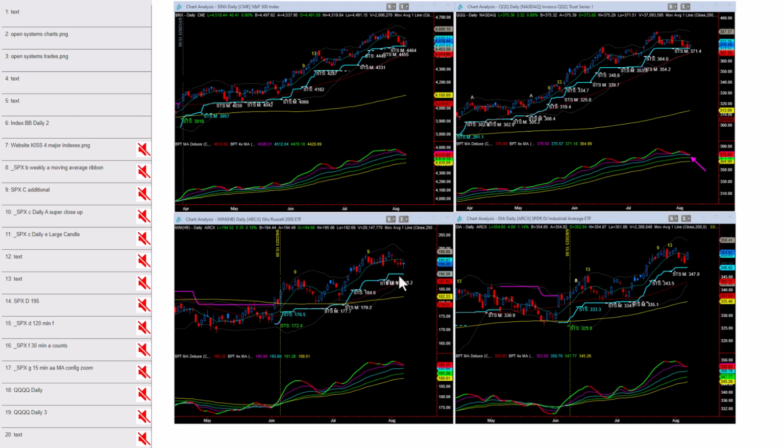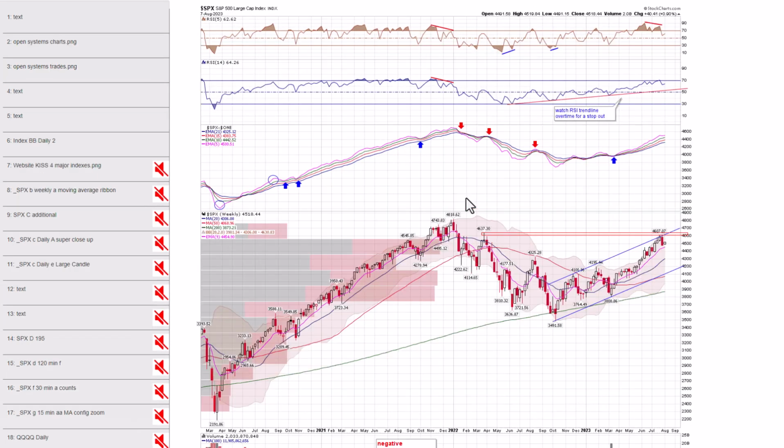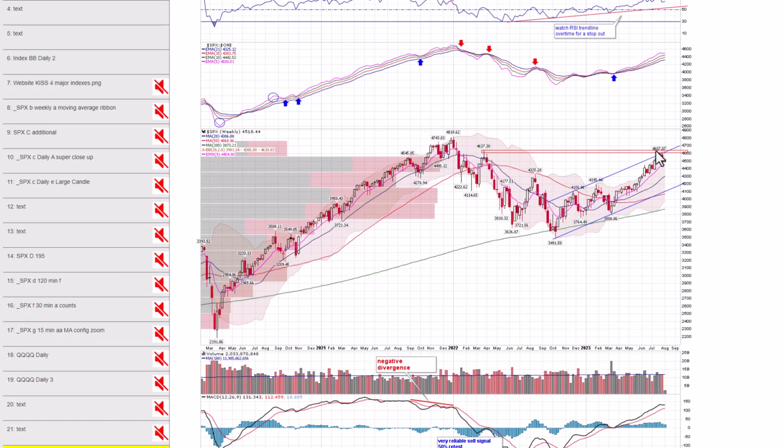The IWM and Dow, which went long later this year, they went long in early June, and they're still up nicely. They have a little bit more room on their smart trailing stops. Next. Chart number 8, here's the weekly view of the S&P.